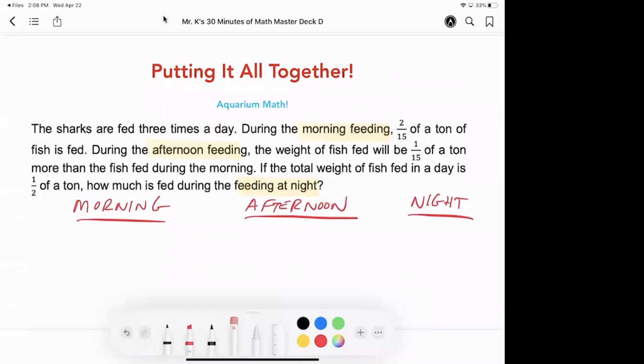Okay, welcome back, everybody. Sorry for my very sad looking shark that I was trying to draw.